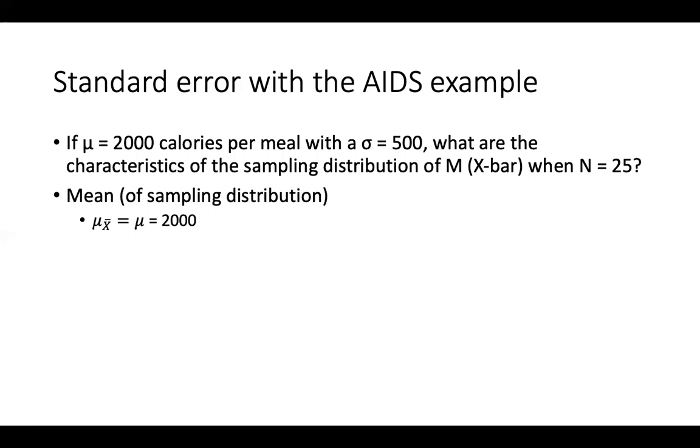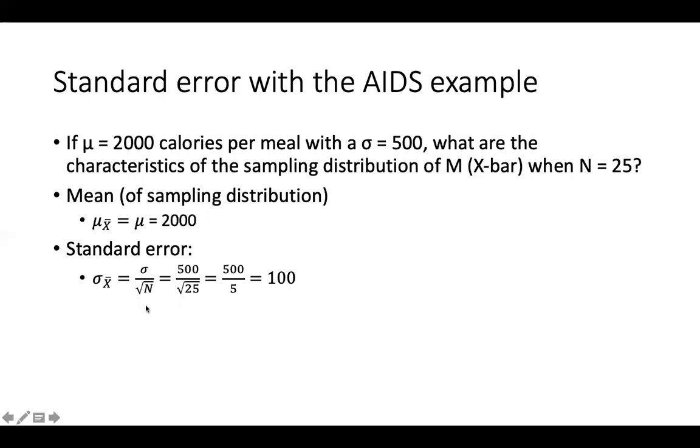Well, all we have to do is say, well, the mean of this sampling distribution is just equal to mu, it's 2,000. Right? And that's true for every example in this chapter. So that's the easy part. The other part is then we say, well, what's the standard error or standard deviation of this sampling distribution? Well, we follow the formula. We take sigma, 500, and we divide by the square root of sample size. So our sample size is 25. Square root of 25 is 5. 500 divided by 5 is 100.